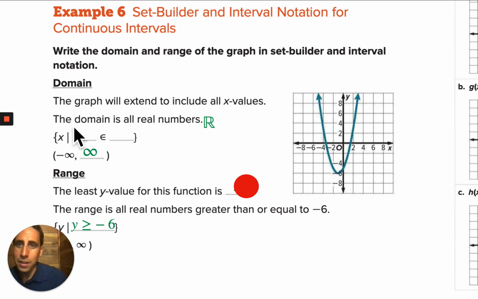The domain is all real numbers, and here's one way you could write it. I know some people who would write a capital R and then put a second vertical line next to it, and that's one way to write all real numbers. I'm not going to worry about this over here, but if you wanted to do it in interval notation, that means what x values are in the domain, or you can go as far down as negative infinity and as far up as positive infinity.